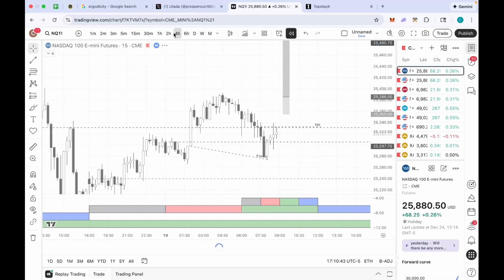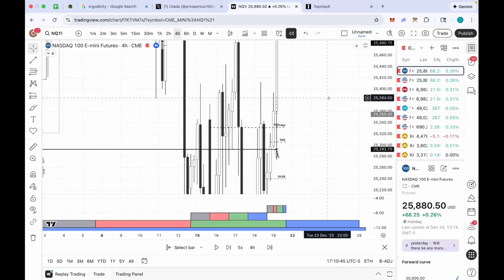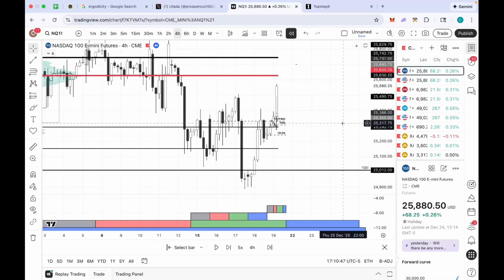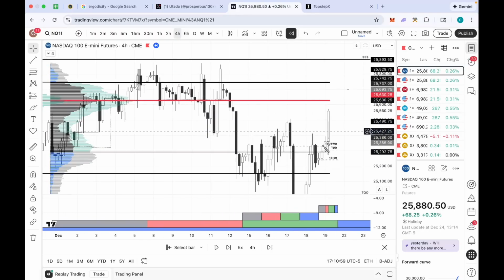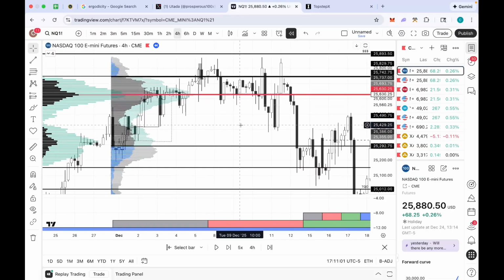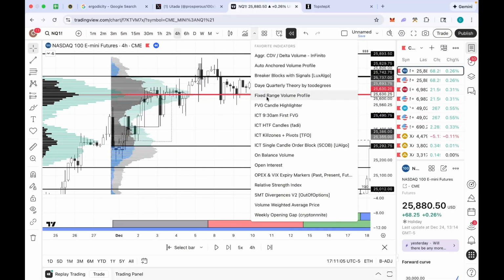Another thing I want to explain to you guys as well is why I was also bullish: one, we inverse also this 4-hour fair value gap, but not only that, we reclaim volume area low. So I also use another theory, it's called auction market theory. You can find this here, which is fixed range volume profile.